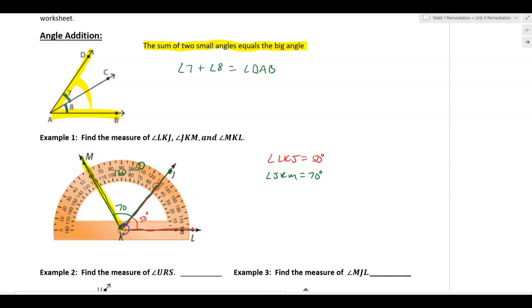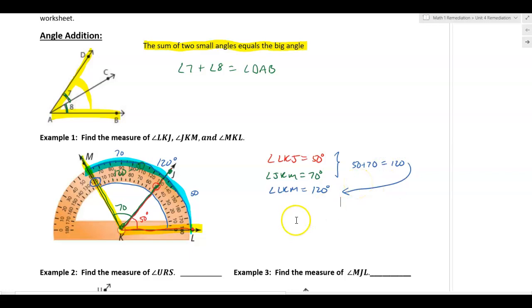Now, if I measure the entire angle, notice that's an obtuse angle. So I start at 0 degrees and it goes all the way around. Now I'm going to take the bigger number, and that angle there is 120 degrees. So angle LKM is 120 degrees. If I take the 50-degree angle and the 70-degree angle and add 50 and 70, it gives me 120. So that's showing where the angle addition property comes from.